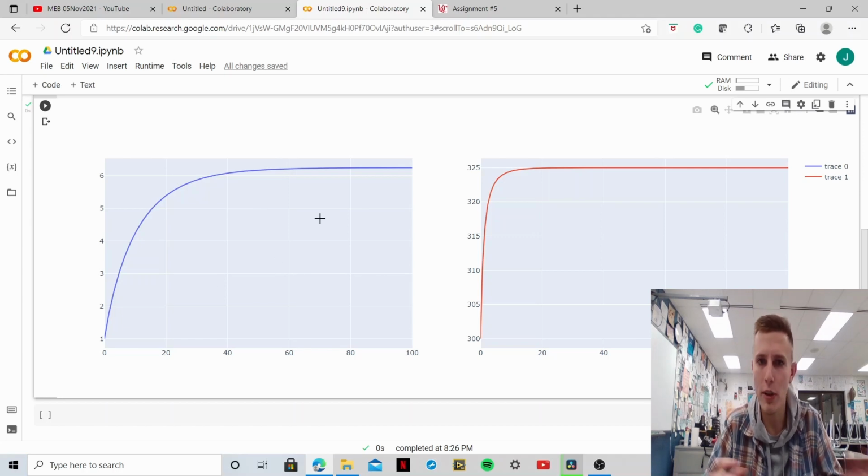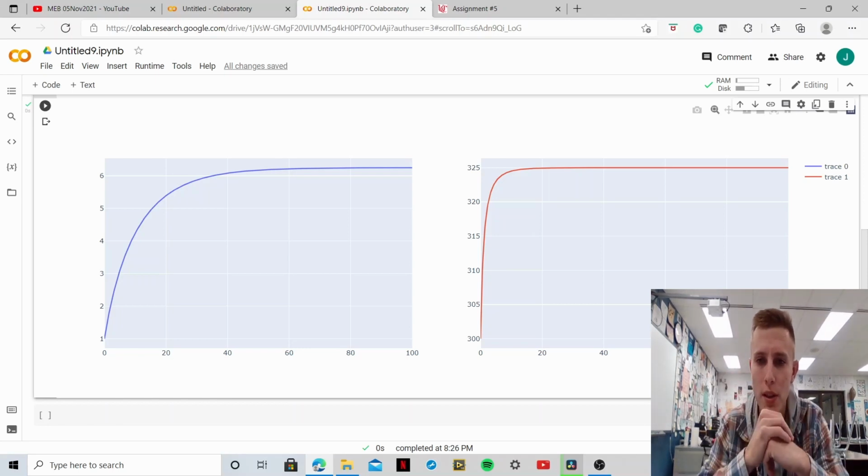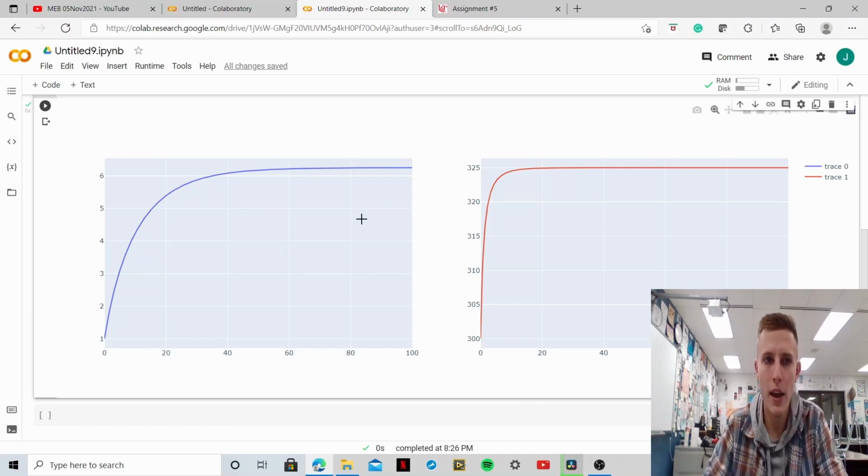Right here, like before, we have our plot on the left of our height as it reaches its steady state over a time interval of 0 to 100 seconds. And we have our temperature as it goes from 0 to 100 seconds, over 500 points for both of these, and as it reaches its steady state. So here are two plots side by side, and there we have it.